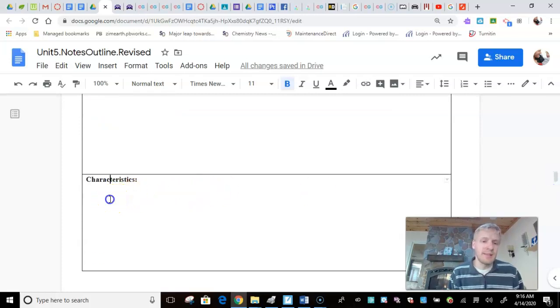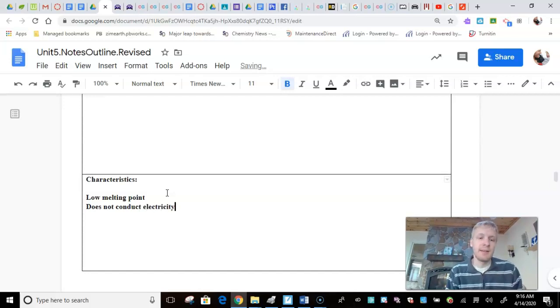Alright, characteristics. This is going to be low melting point, low boiling point, does not conduct electricity, whereas ionic compounds do conduct electricity when they are dissolved in water or they are in their liquid molten state. Whereas covalent substances, they're not going to conduct at all. Not conductive of an electric current.